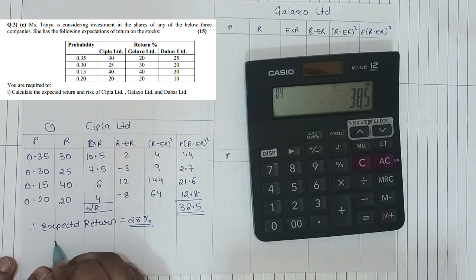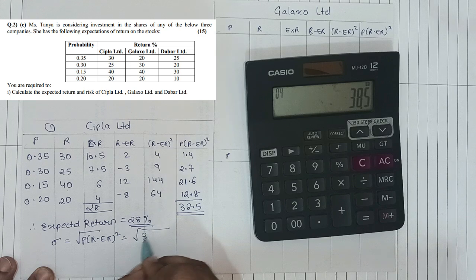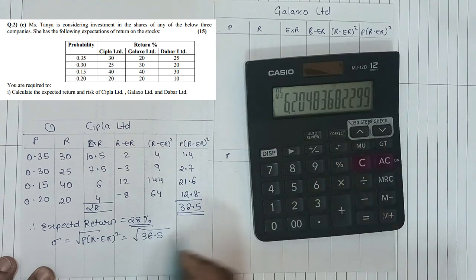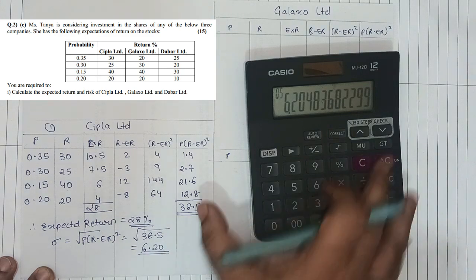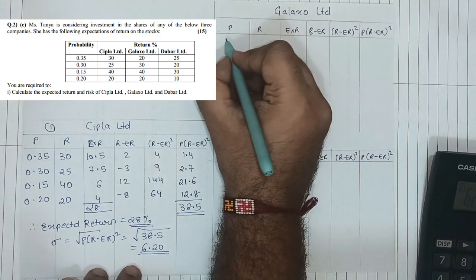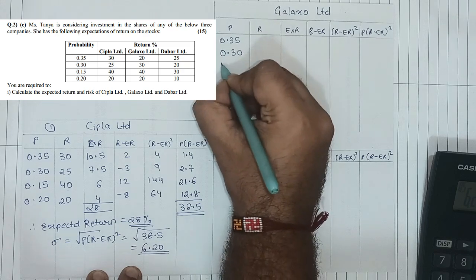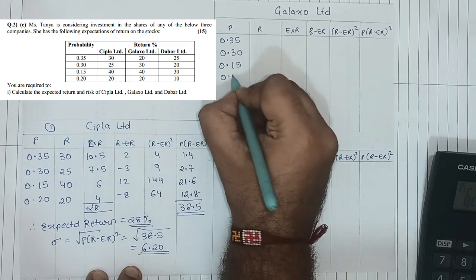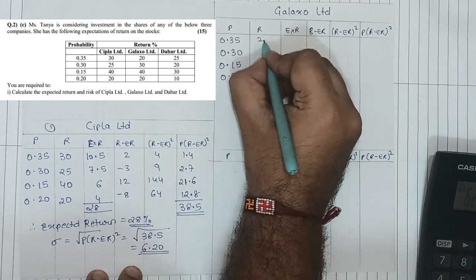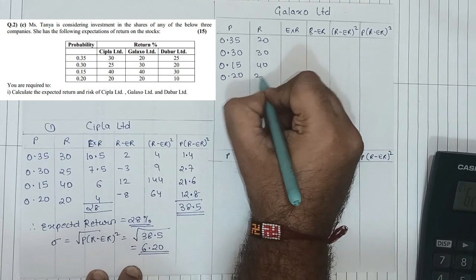This is the variance. So standard deviation is root of P into R minus expected return the whole square. So that is root of 38.5, which comes to 6.20. So this is how it was supposed to be done for Cipla. We'll do for Glaxo now. The 0.35 probability is the same for all. The returns are 20, 30, 40 and 20.